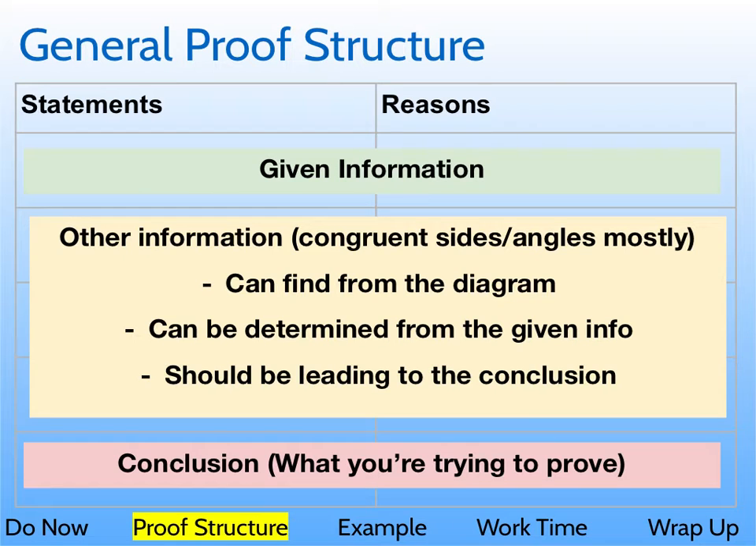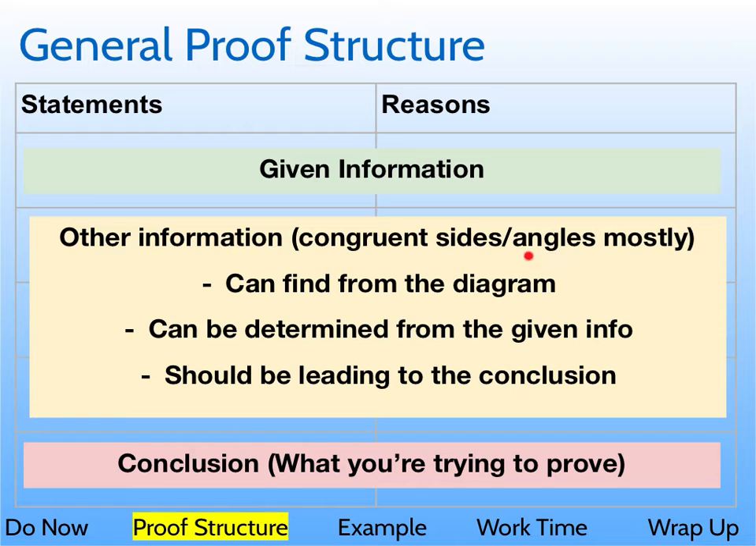So with proofs, basically what you're looking for is you're going to have your statements and your reasons, and you put them in a nice 2-column chart like that. You always start with your given information. Whatever they give you in the problem, that goes at the top. And the reason for these is just given.